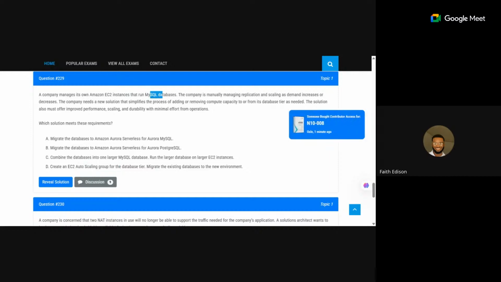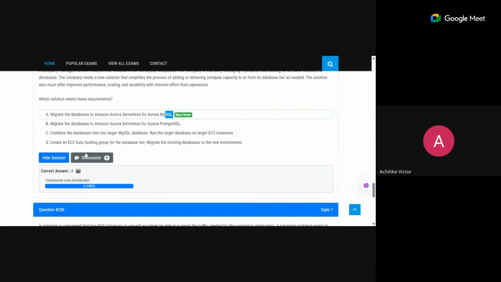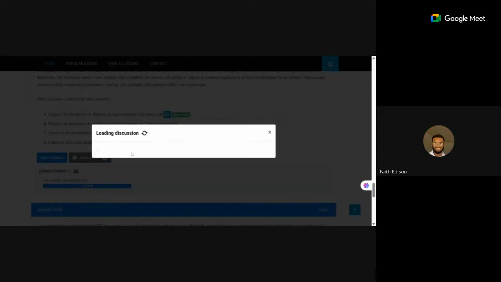But it already has databases. It's minimal effort from operations. Serverless gives you the most minimal effort, but which serverless? Because it's running MySQL, it should continue on MySQL, just for compatibility. Yes. Nice, that means I was right on this one.